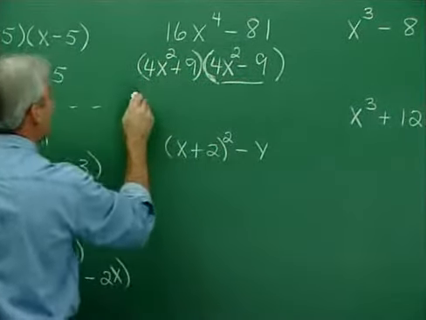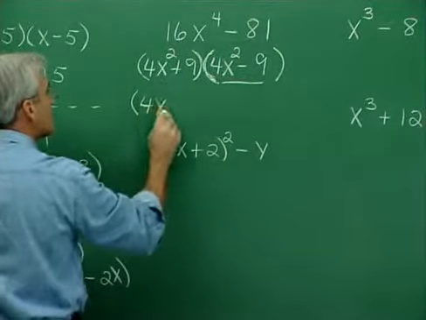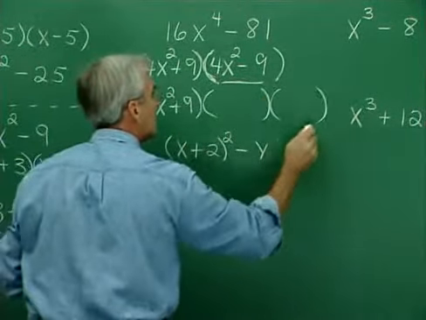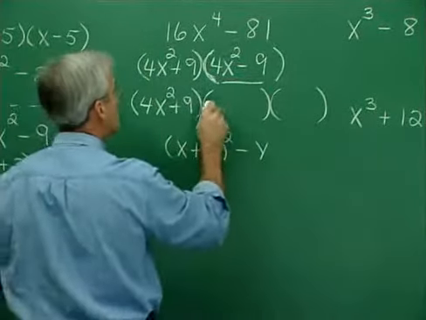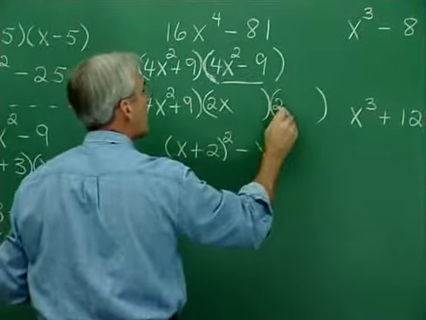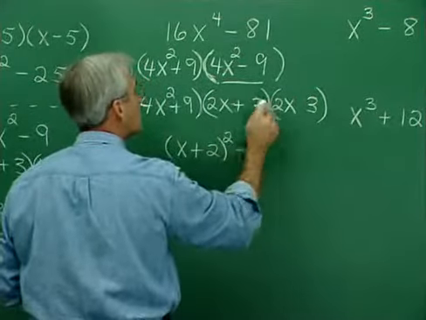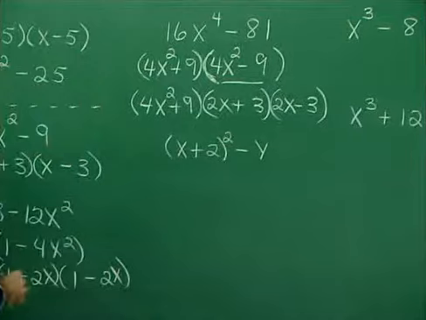So we'll take this factor and simply bring it down, and then factor this into the sum of terms times the difference of terms. It's 2x times 2x to give 4x squared, and it's 3 times 3 to give 9. One's plus, one's minus, and we're all done.